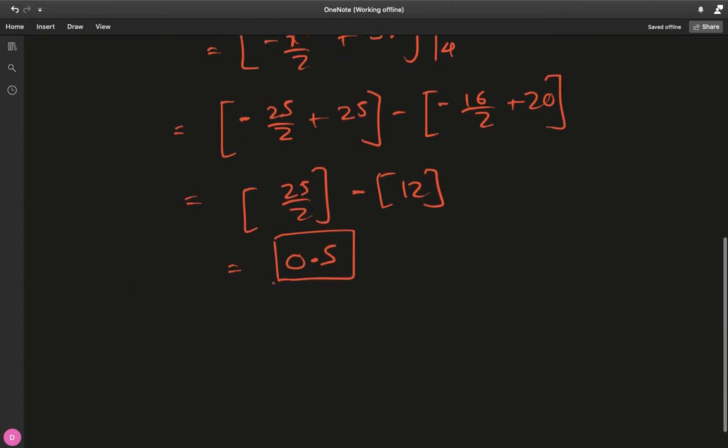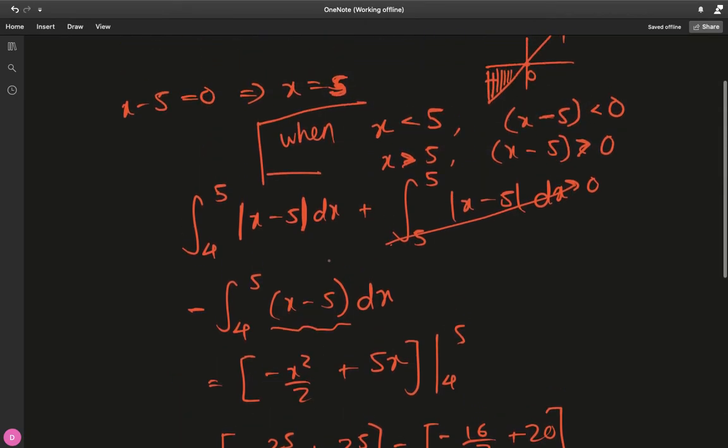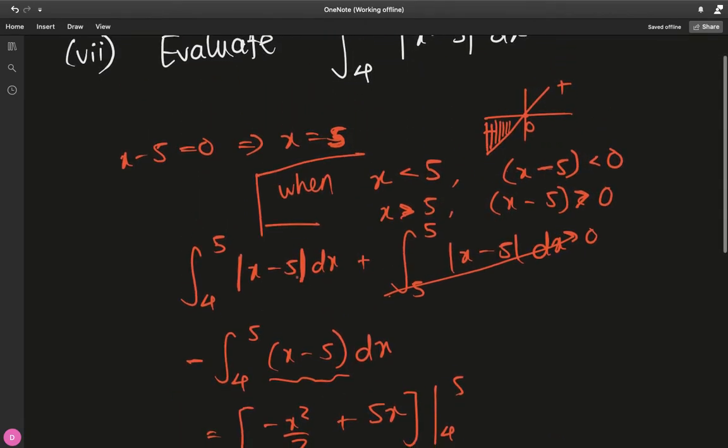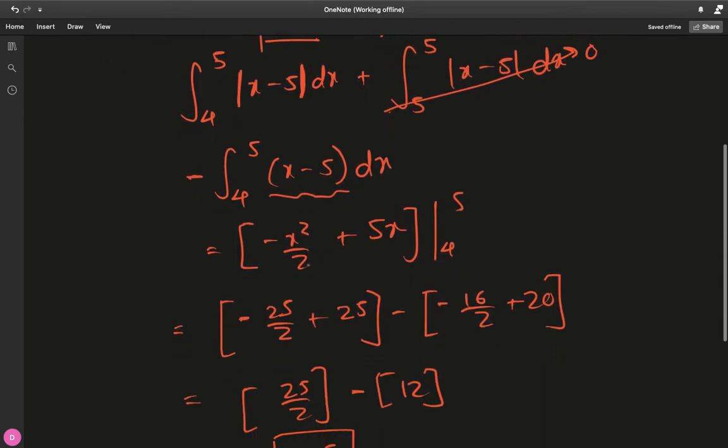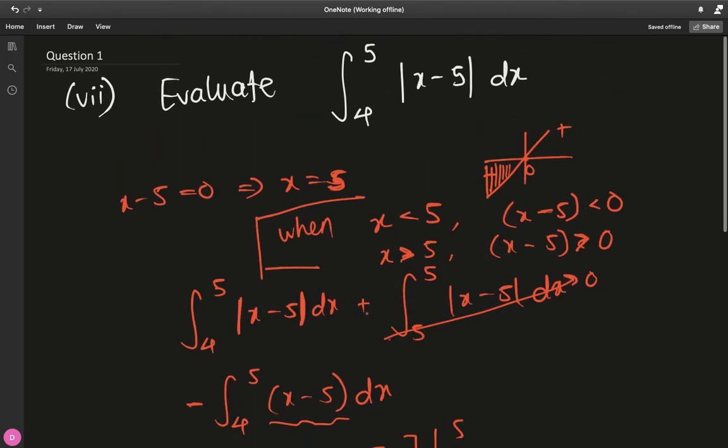And it turned out to be positive because this was negative and this expression also became negative from these inequalities. That's why both the negatives cancelled out, and since we couldn't tolerate any negative areas due to the original absolute value, we got a positive answer just as expected.